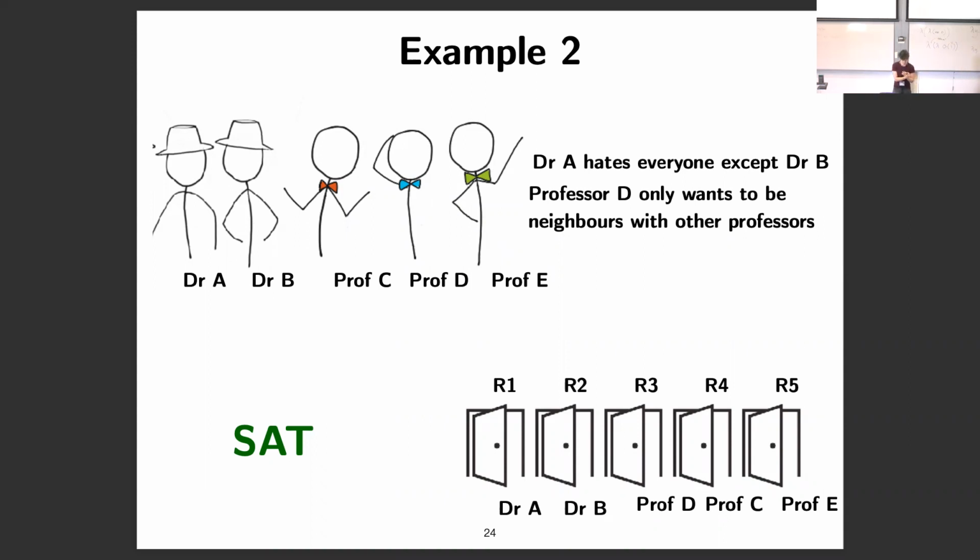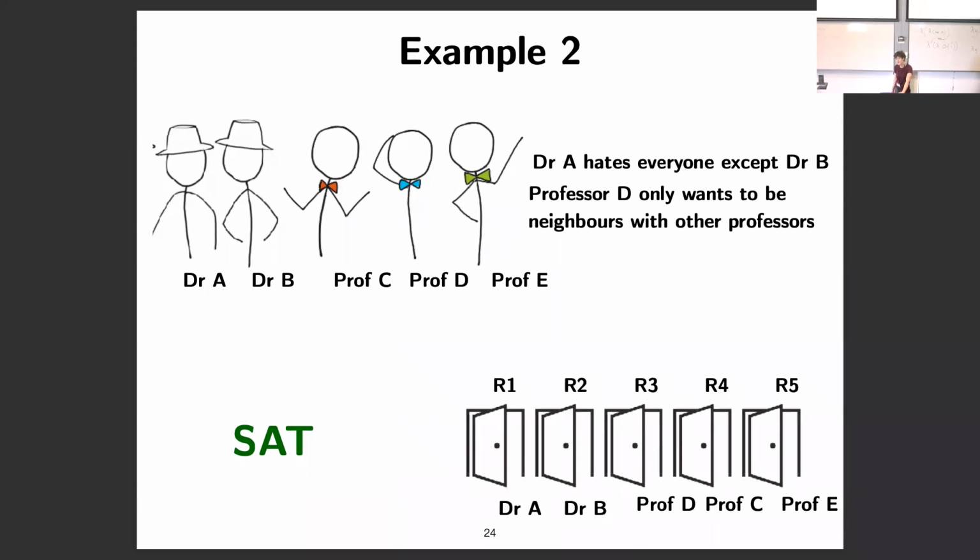Have I got this wrong? Yeah. Oh no, I have, haven't I? Okay, it is satisfiable, but I got it wrong. Well, yes, that is true. If I put it in the order of the alphabet, it would have been correct.